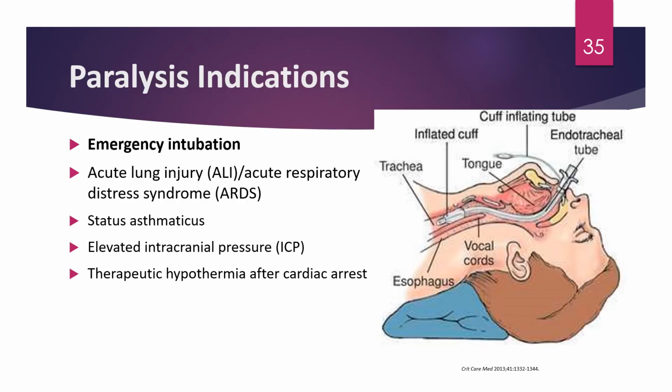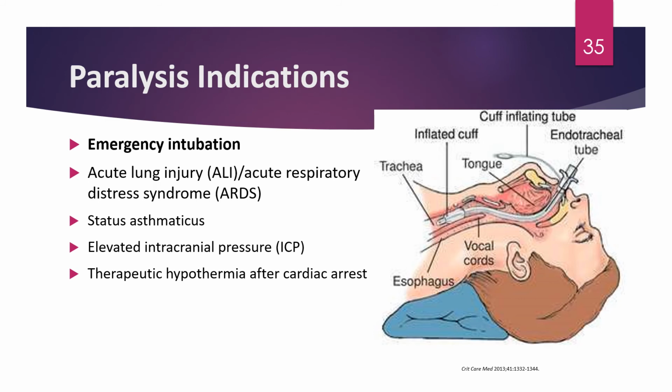So paralysis indications, like we said before. The main indication that we typically see paralysis used for is emergency intubations. So we'll typically sedate the patient first to put the patient to sleep. And then we will intubate the patient by sticking the tube down their throat. Before we do that, though, we may need to paralyze the patient to facilitate placement of that endotracheal tube that you see here. So remember, sedation, then paralysis.